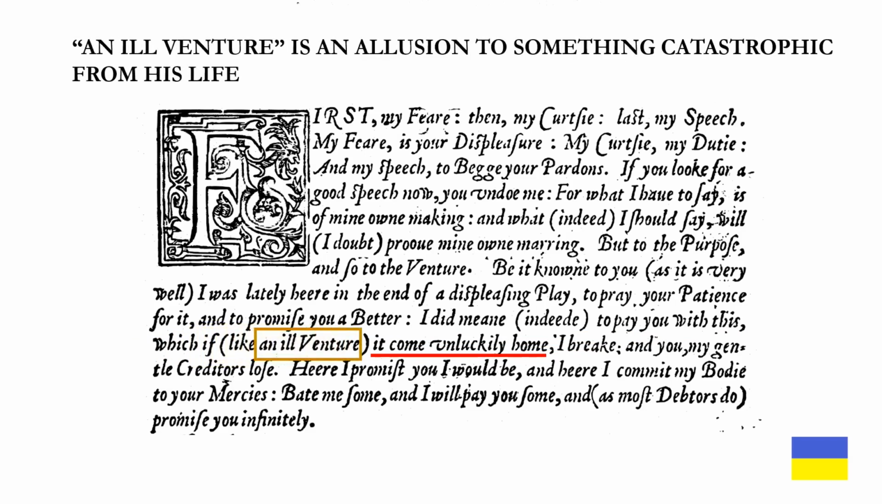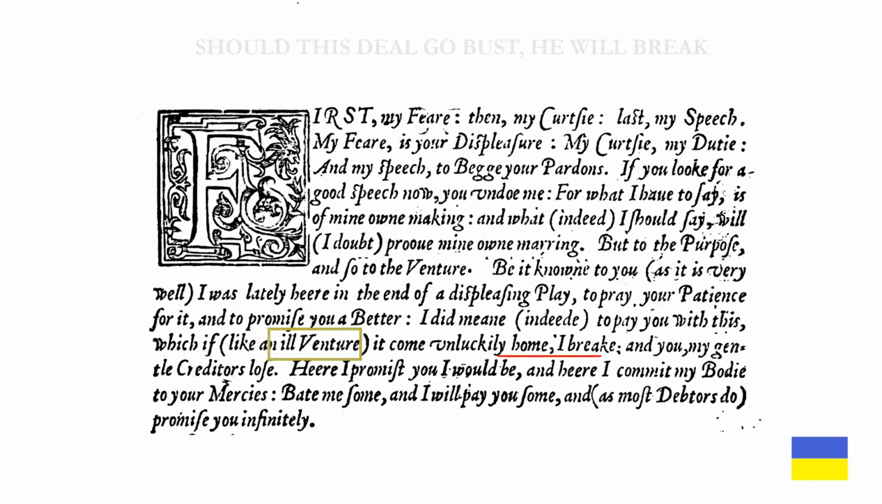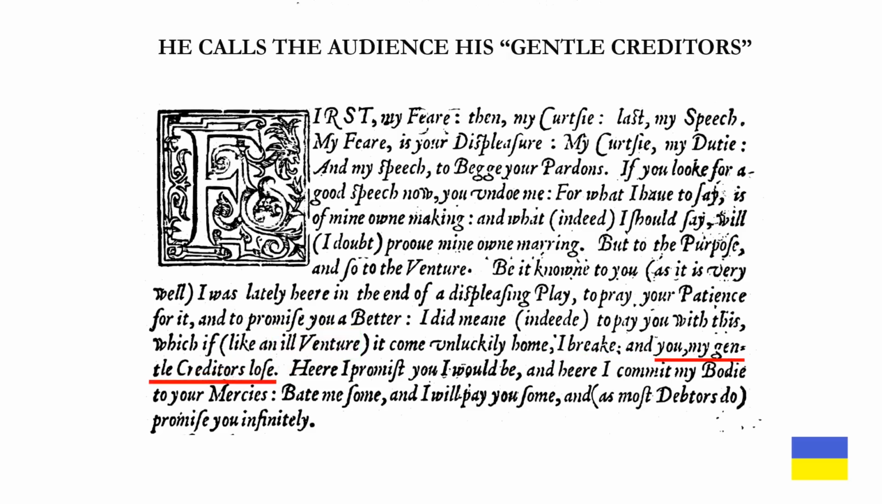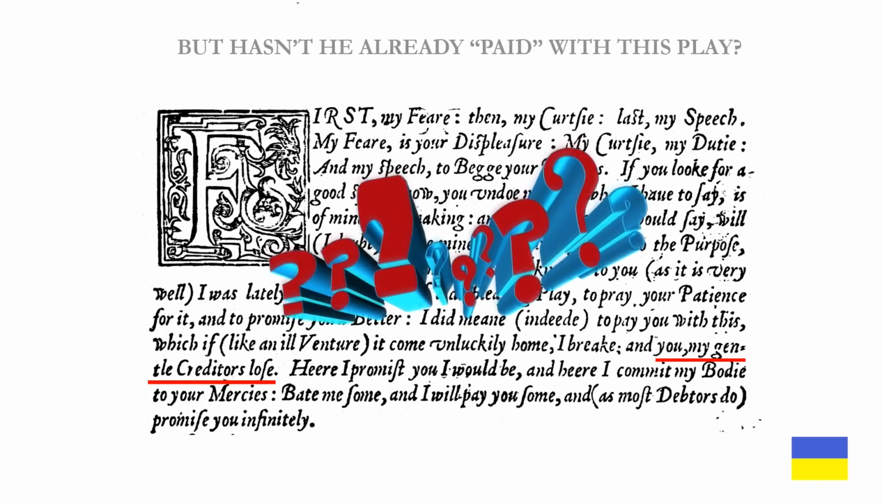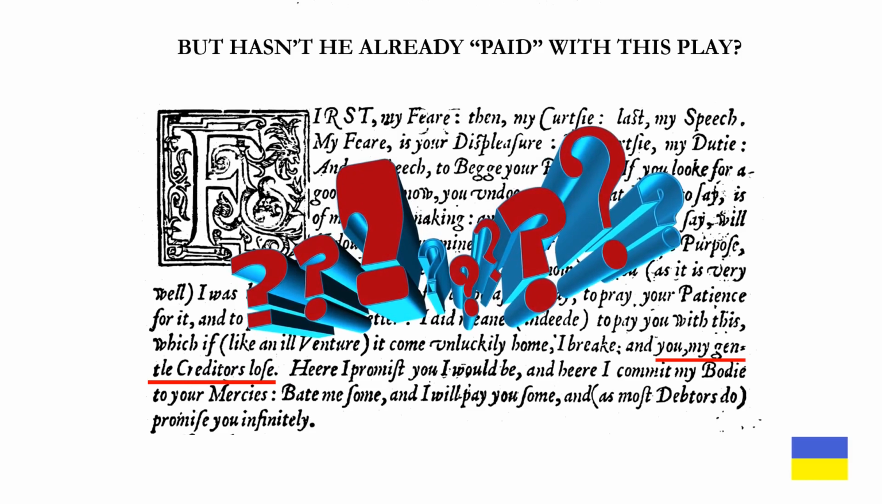An ill venture is an allusion to something catastrophic from his life. Should this deal go bust, he will break. He says, "I break. I did mean indeed to pay you with this, which if like an ill venture it come unlucky home, I break." He calls the audience his gentle creditors, and you, my gentle creditors, lose. But hasn't he already paid with this play?